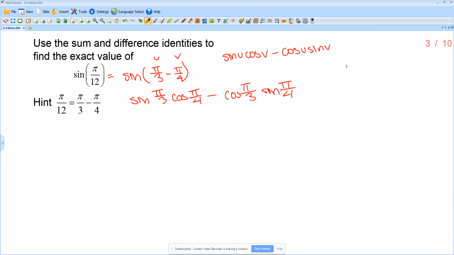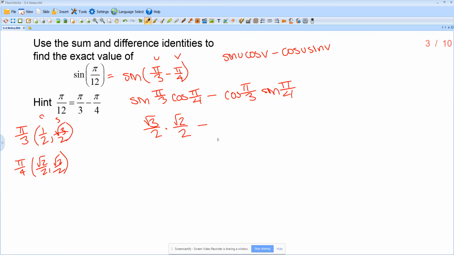One thing that sometimes is helpful in these problems is if you know you're using these angles, I sort of think about those coordinates. So pi thirds and pi fourths. Pi fourths is root 2 over 2 comma root 2 over 2. And pi thirds is going to be 1/2 comma root 3 over 2. Remember that these are our cosines and our sines. So the sine of pi thirds means root 3 over 2 times the cosine of pi fourths, root 2 over 2, minus the cosine of pi thirds, 1/2, times the sine of pi fourths, root 2 over 2.